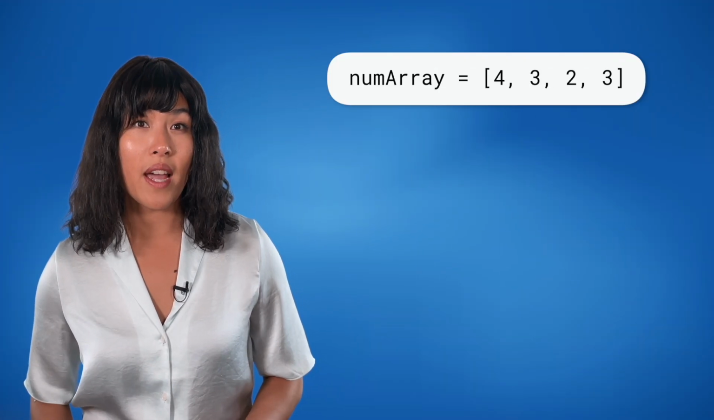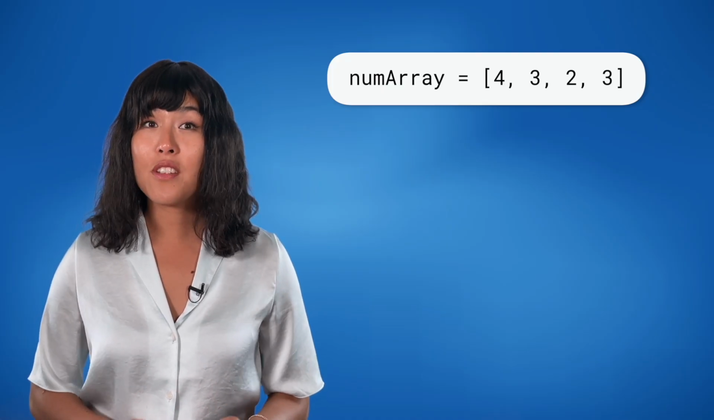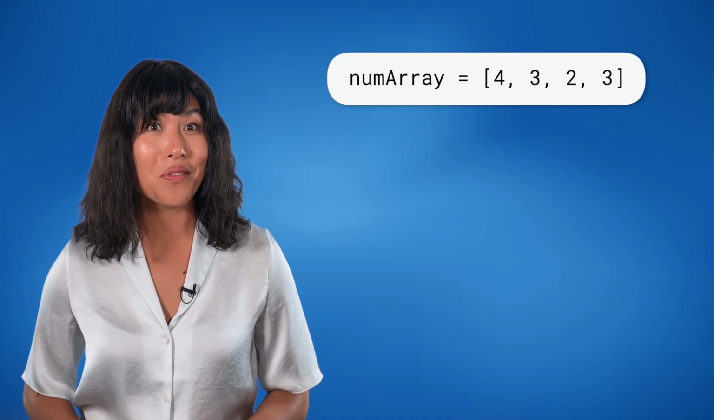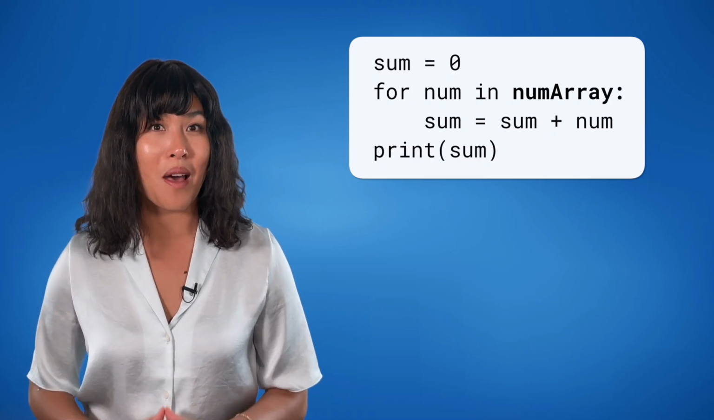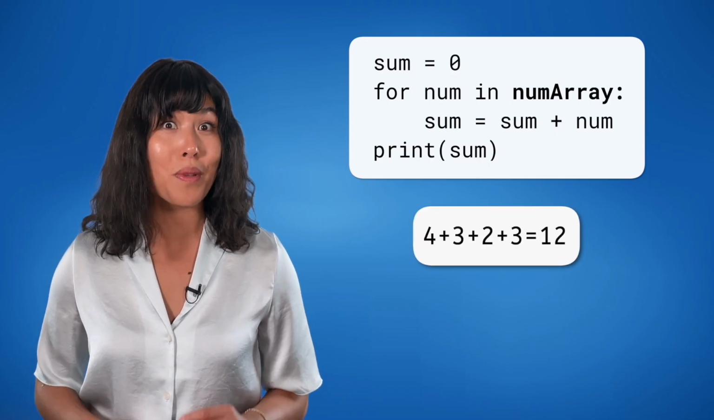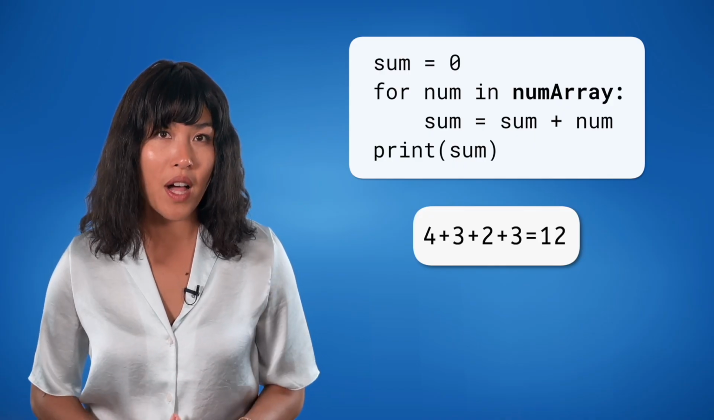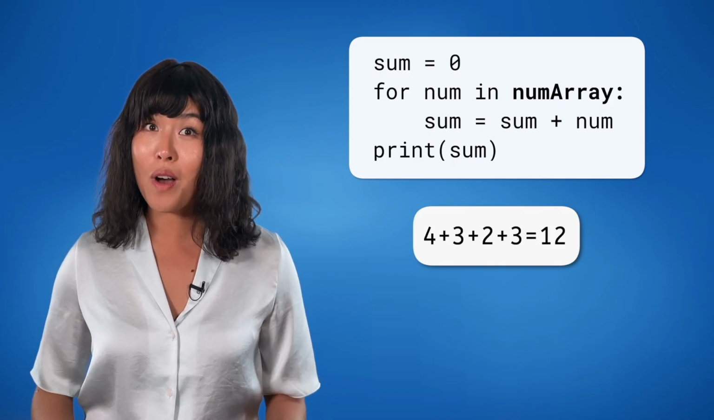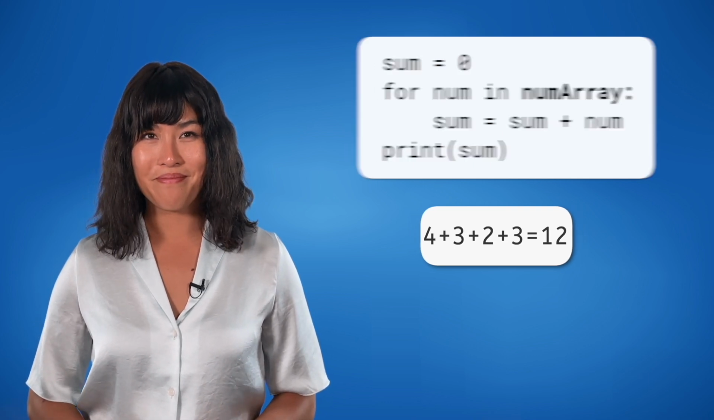One possible array is this one. If we loop through this array and add up each number, we get 12. Great! As you can see, this function adds all of the values in the array and prints the sum. 4 plus 3 plus 2 plus 3 is 12. As long as the array you created has 4 values and those values add up to 12, you have created an array that meets the requirements.